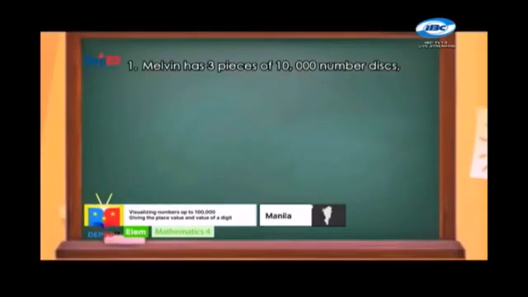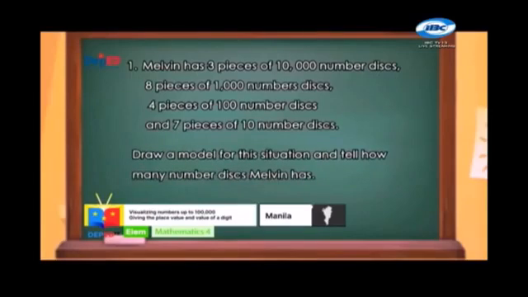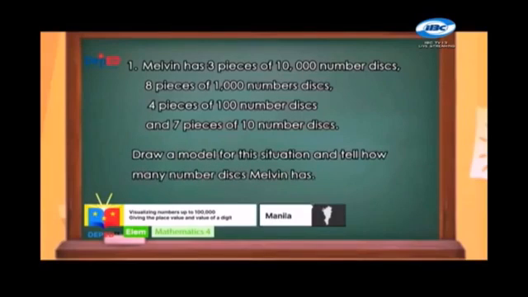Number 1. Melvin has 3 pieces of 10,000 number discs, 8 pieces of 1,000 number discs, 4 pieces of 100 number discs, and 7 pieces of 10 number discs. Draw a model for this situation and tell how many number discs Melvin has. 38,470.